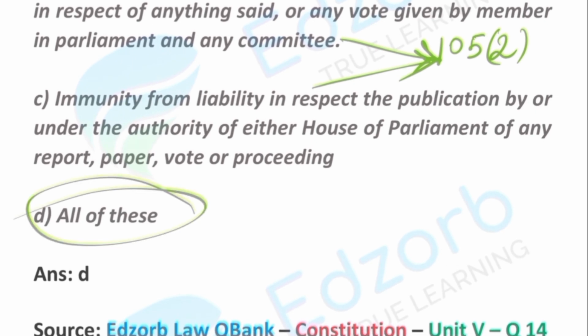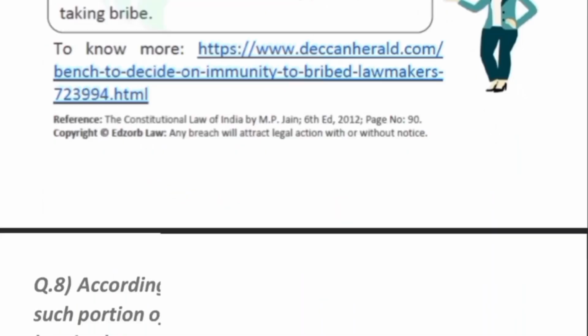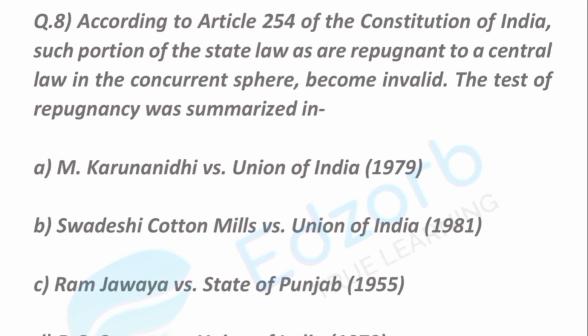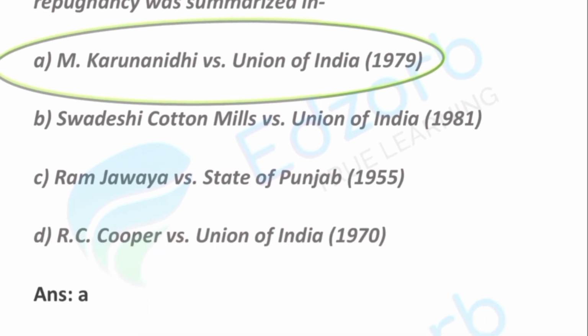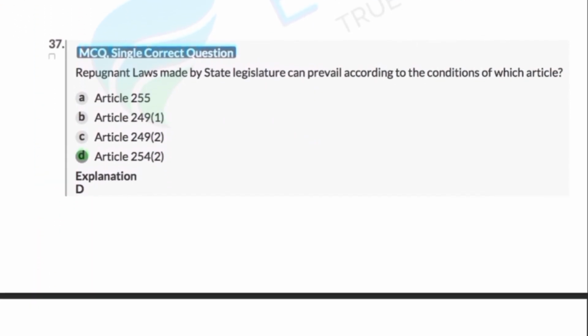So the 8th question was a bit difficult and direct. So let us first mark the answer. So the answer was M. Karunanidhi versus Union of India. It has laid down the test of repugnancy.